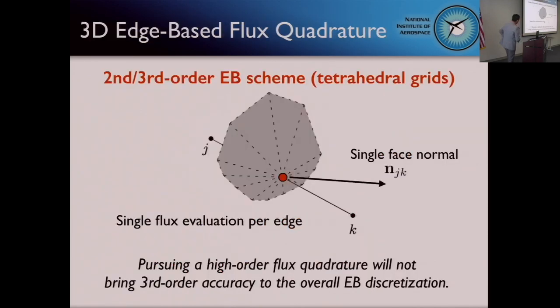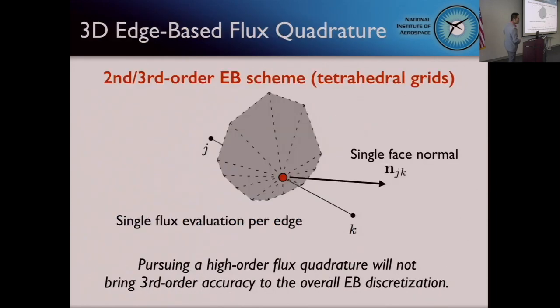Especially in 3D, you don't need to compute a numerical flux at every face. There can be a lot of them. We only compute a flux per edge, and then with a single face node. So if you're only looking at this quadrature, you can devise a lot of different high-order flux quadratures by Gaussian quadrature, for example. But it's not going to bring third-order accuracy. It's going to actually destroy our third-order accuracy.